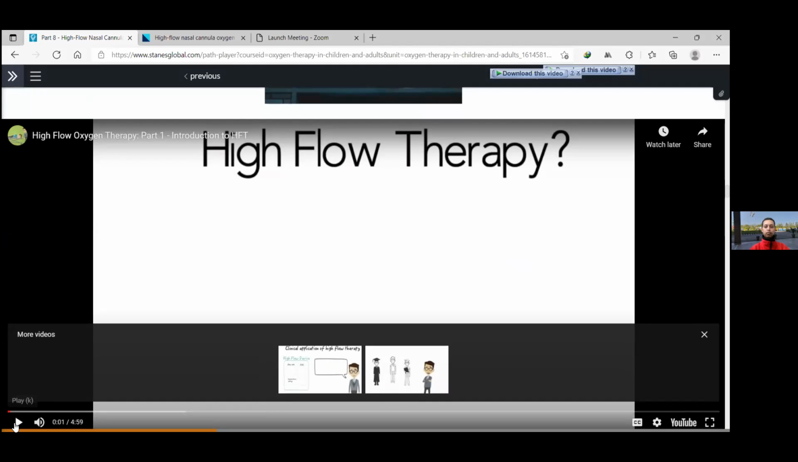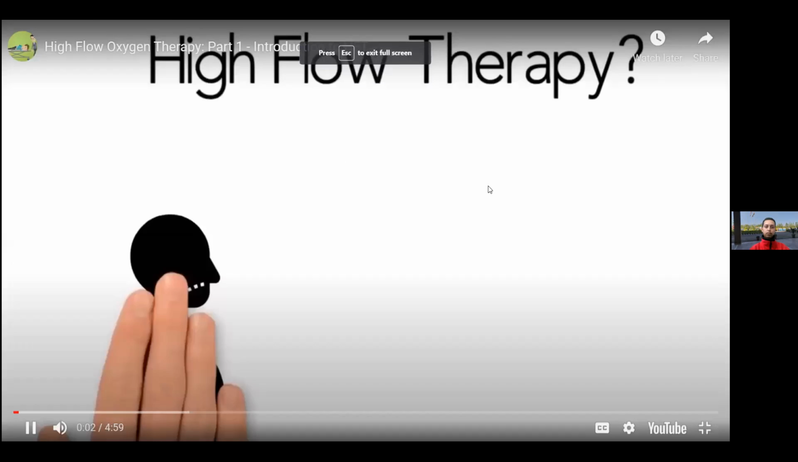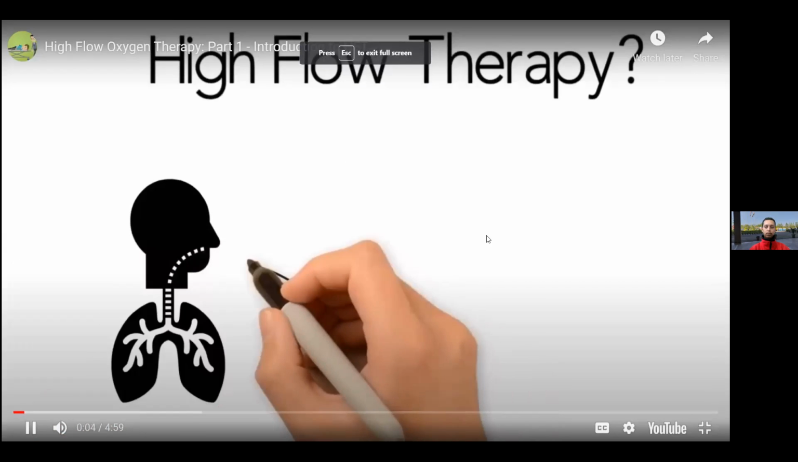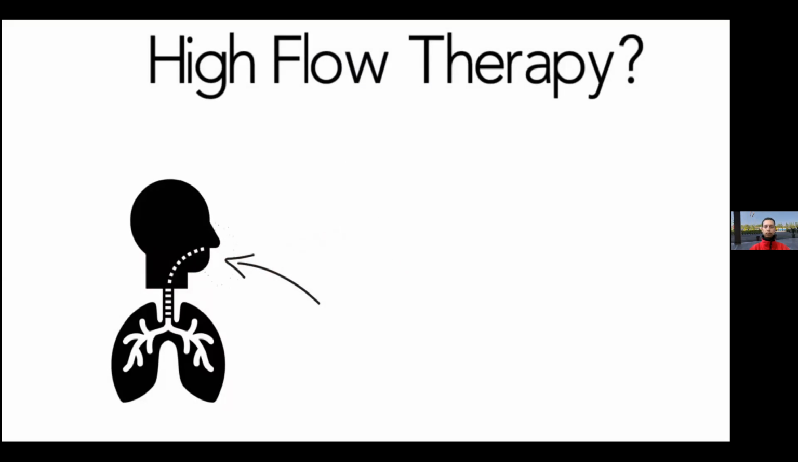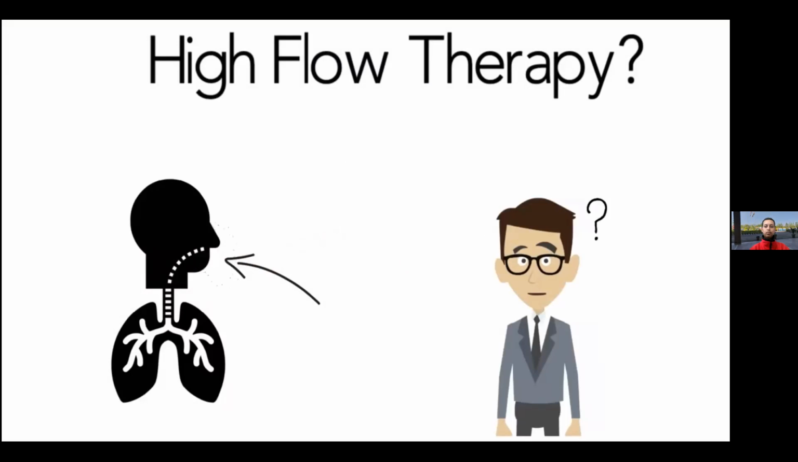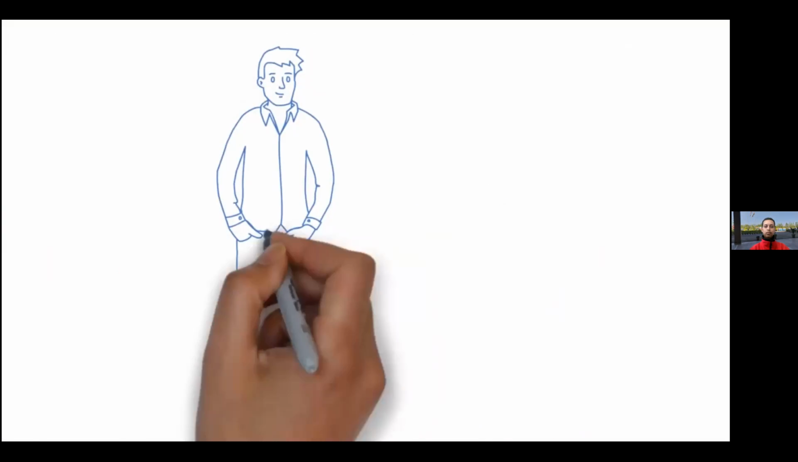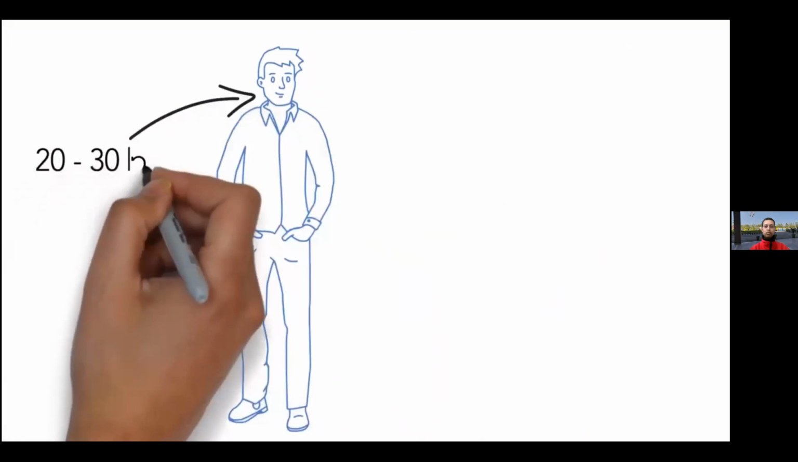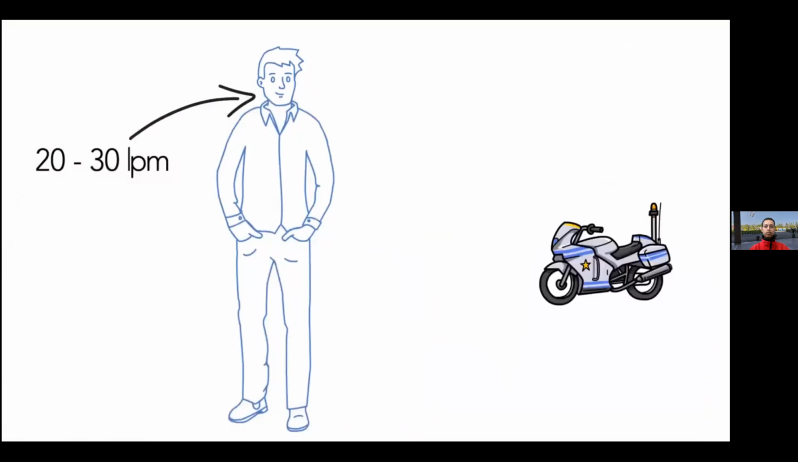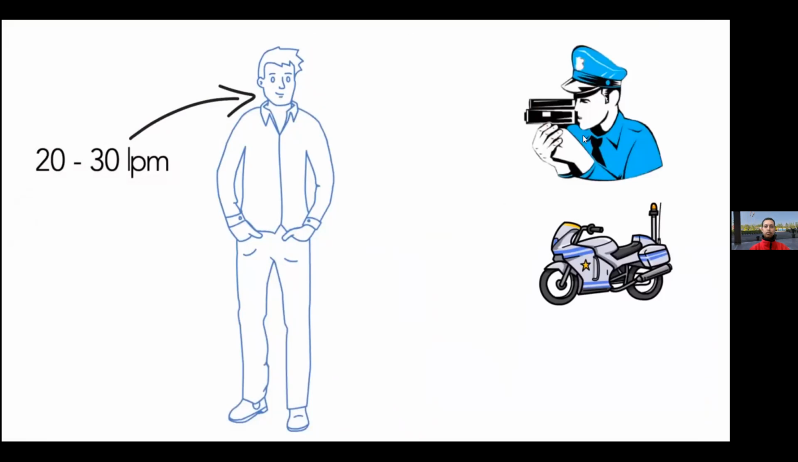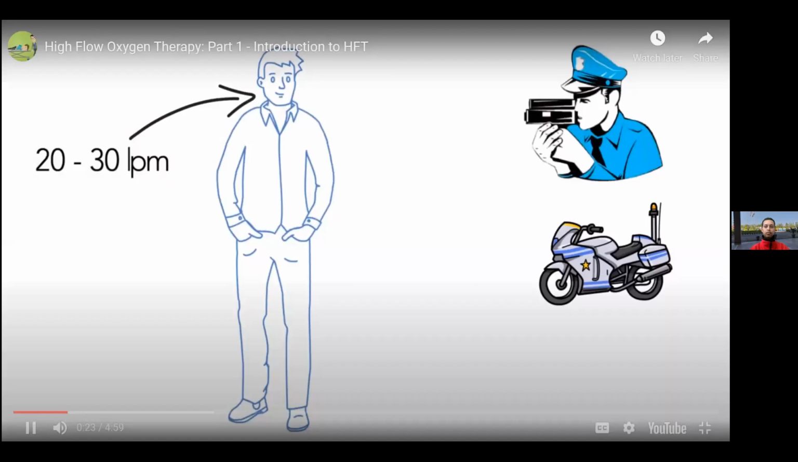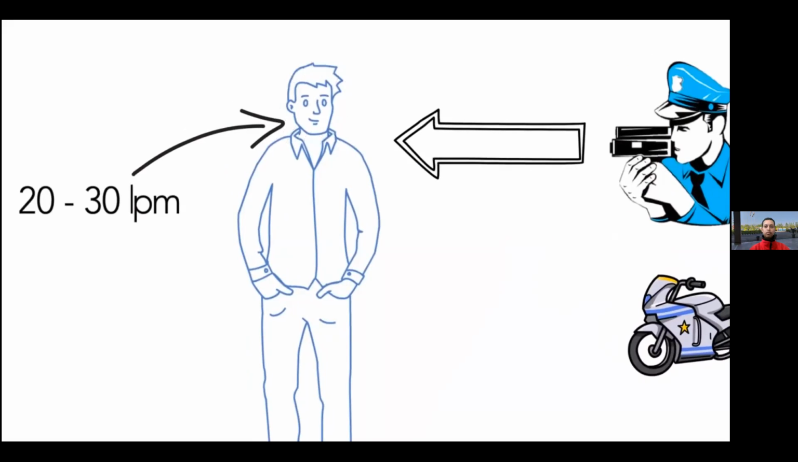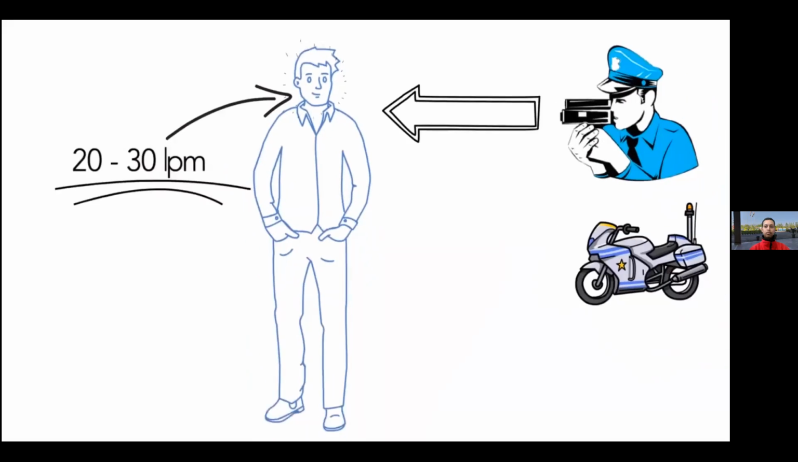Sorry. High flow therapy. High flow therapy is when oxygen is being delivered to the patient at a flow rate that meets or exceeds their inspiratory flow demand. What does that mean? Well, did you know that at rest, the average adult will inhale at a speed of 20 to 30 liters per minute? In other words, if someone was standing next to you right now with a radar gun pointing at your nose, capable of measuring how fast you're inhaling while you're relaxed, the speed at which you inhale would be at around 20 to 30 liters per minute.